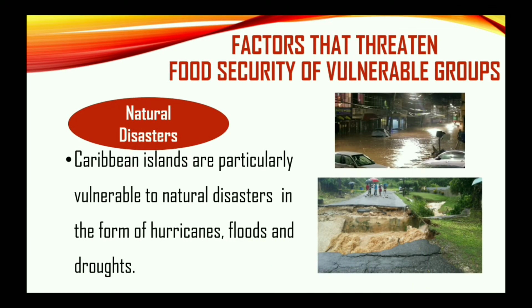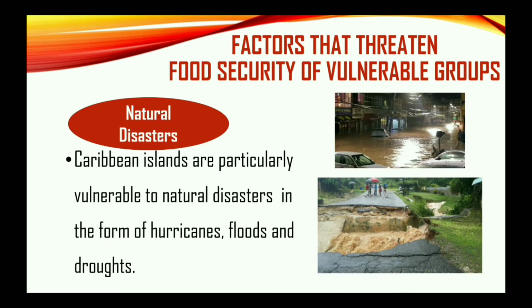Now, the first factor that we'll be looking at is natural disasters. Do you agree that natural disasters will affect food security? Right? And especially for the vulnerable groups, let's think about the poverty stricken, or let's think about the specially abled. Now, persons who may have to use a wheelchair, how do you think they will get access? Let's think now of the dimensions of food security.